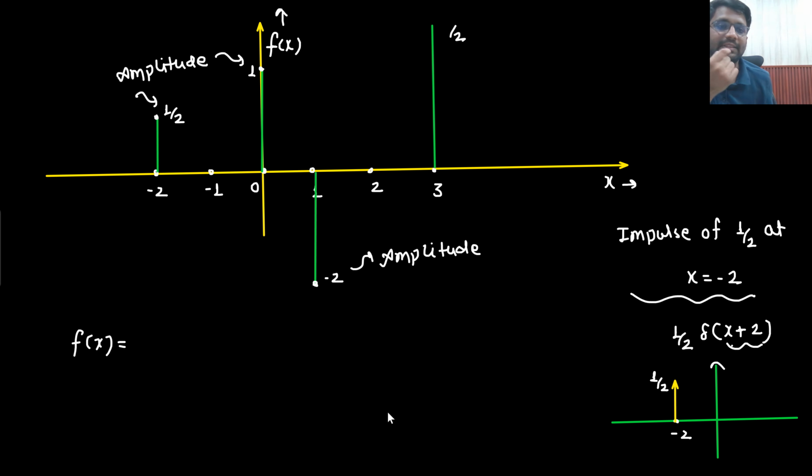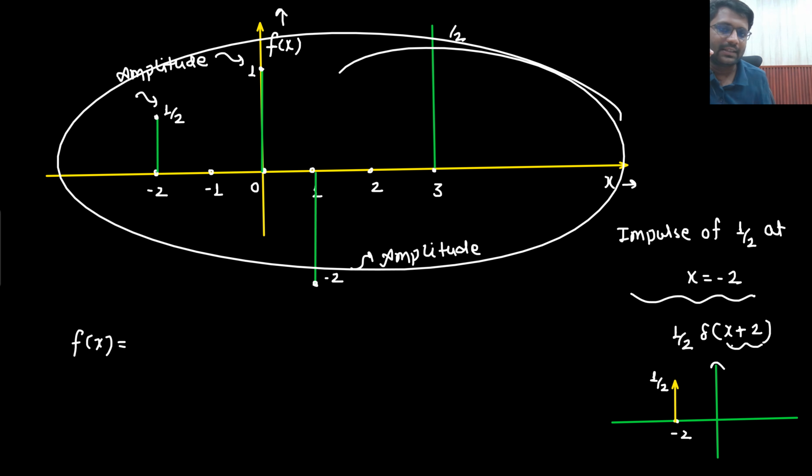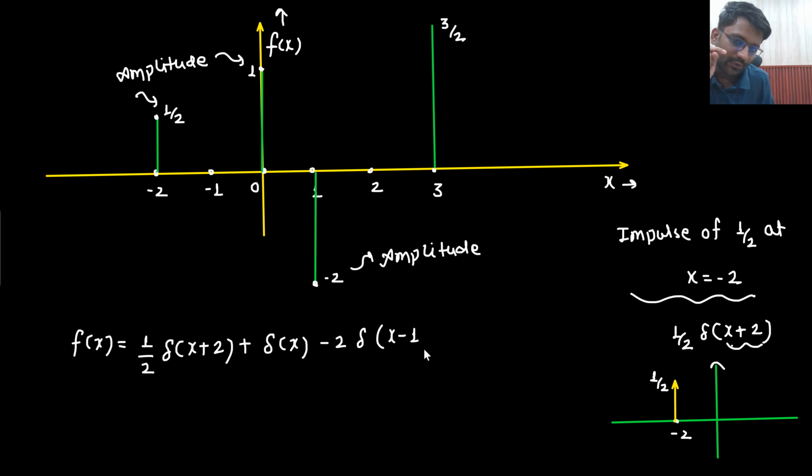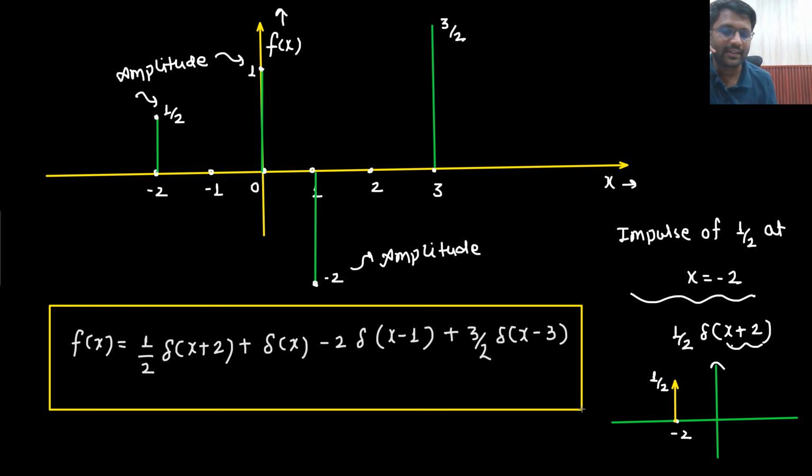But sometimes in the examination, this is the answer that you have got, but it will be mentioned as impulses. That means 1 by 2 delta of x plus 2, plus an impulse of area 1 at x equals to 0, although it is not area, it is the amplitude. Plus an impulse of area minus 2, although it is not area, it is amplitude at x equals to plus 1. So it could be written as delta of x minus 1, because this will show the impulse at x equals to plus 1. And plus 3 by 2 delta of x minus 3. This is how it could be shown in the answers in the examination hall.